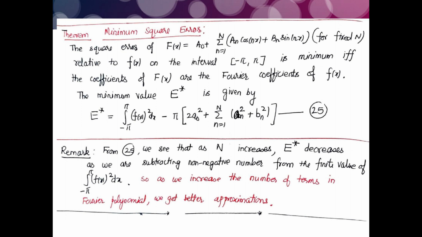So the second expression in 25 will increase as we increase the number capital N, and every time we are subtracting something more from the first expression. So we can say that the error will decrease as we increase the number of terms in the Fourier polynomial. Every time we get a better approximation, and as capital N tends to infinity, error will tend to 0.